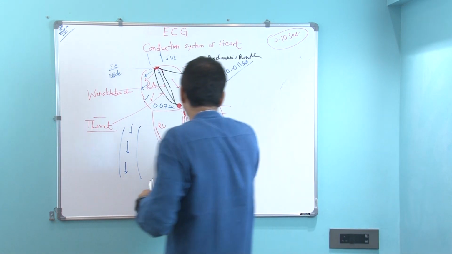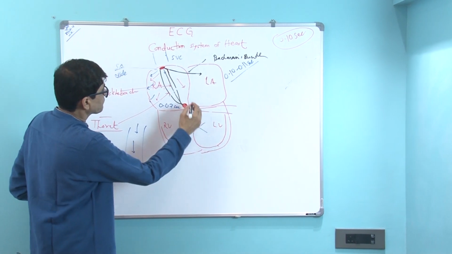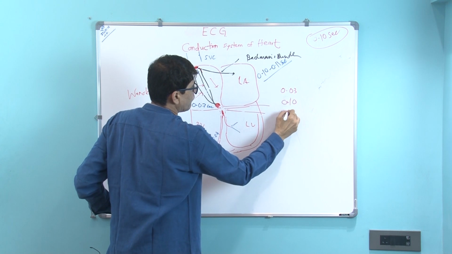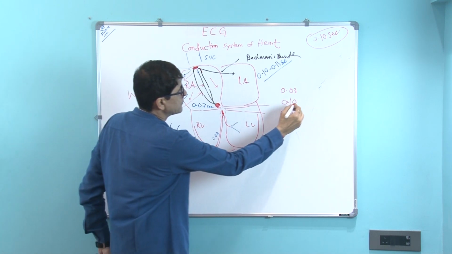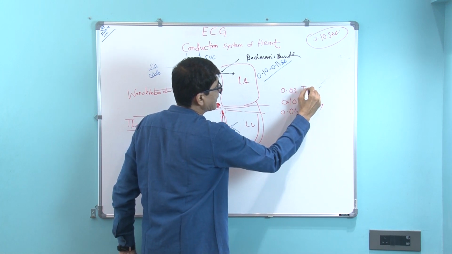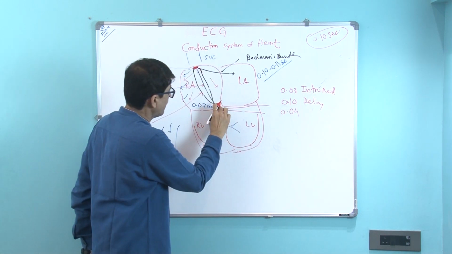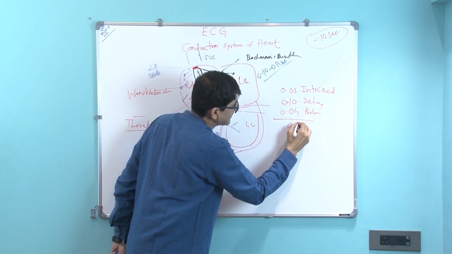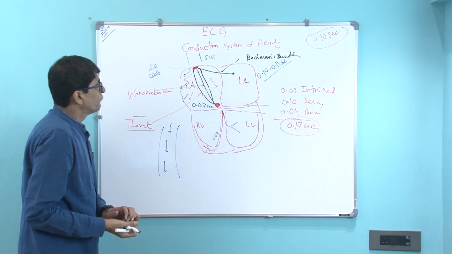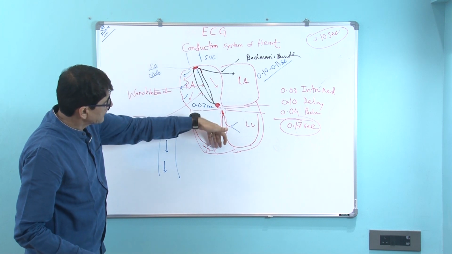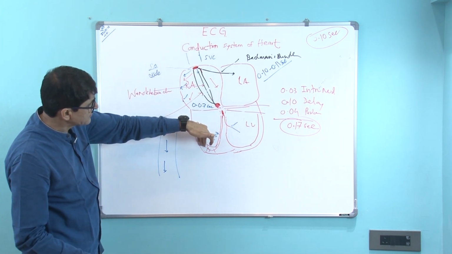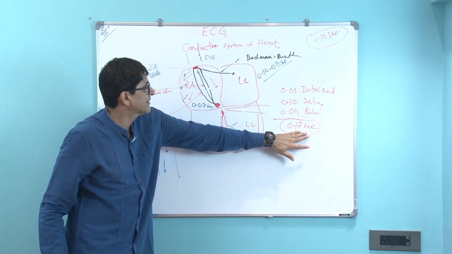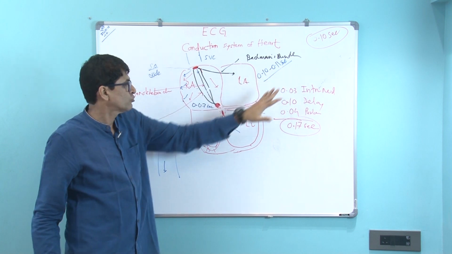Now this is 0.10, 0.03, 0.04. This is the delay, this is the internodal tract, and this is from AV node to Purkinje system. So the total duration is almost 0.17 second. When the SA node impulse reaches the end of the Purkinje system, the depolarization of ventricle will start. So almost the duration will be 0.17 second, which is well above the atrial depolarization. So there will be no desynchronization.